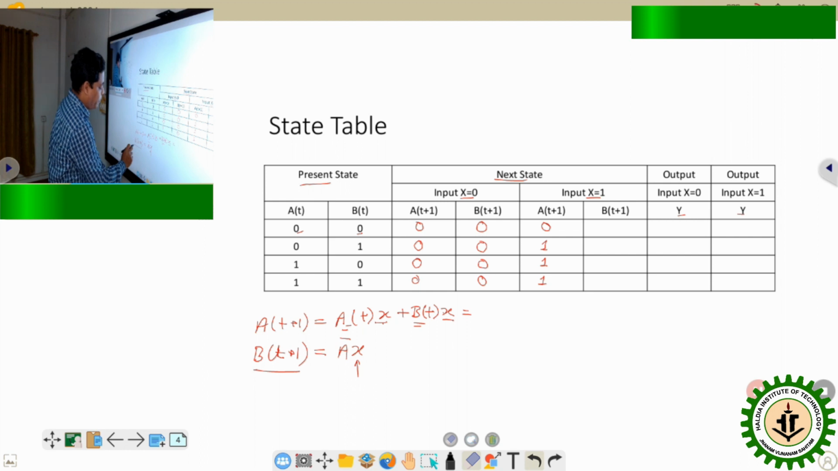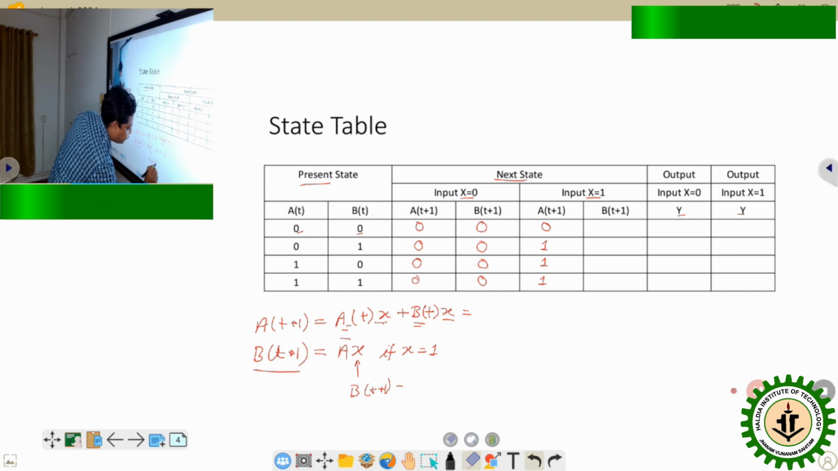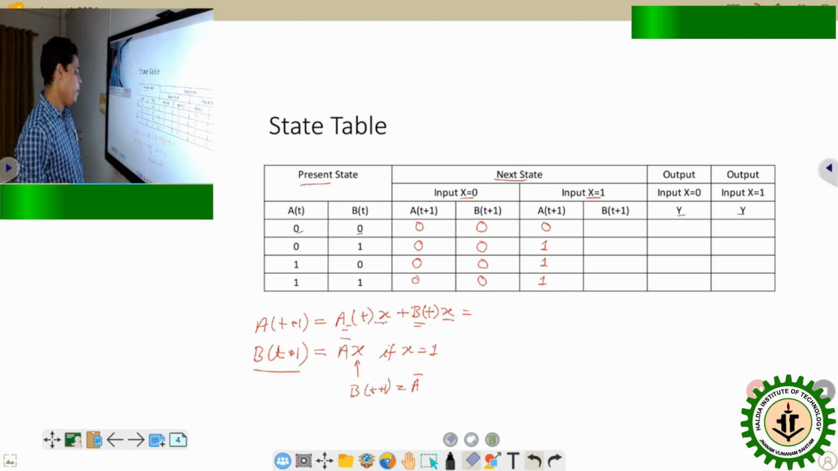Similarly, in case of B(t+1), that is the next state of the second flip-flop, will be equal to 1 if A equals 0, because it depends on the A complement. If x equals 1, then we can write B(t+1) is equal to A complement only. So when A equals 0, B(t+1) will be equal to 1, and when A equals 1, B(t+1) will be equal to 0.